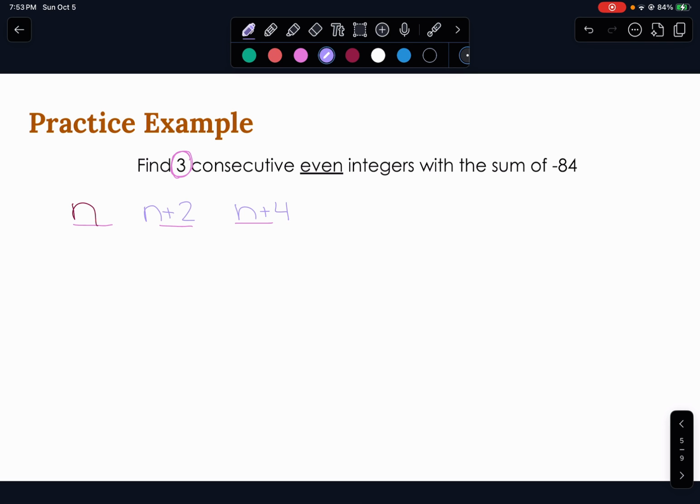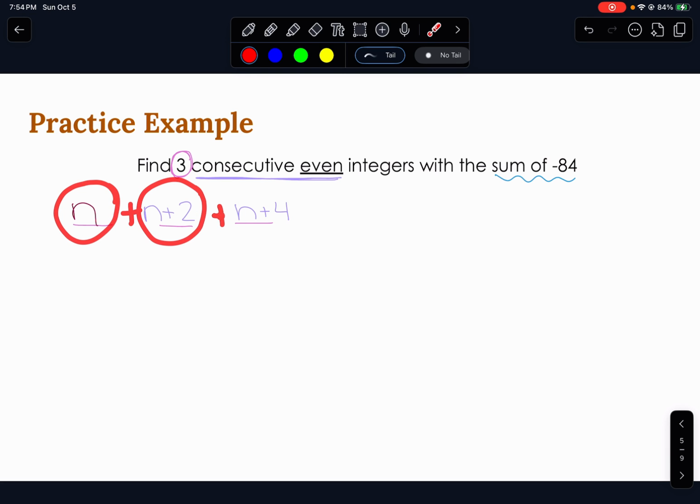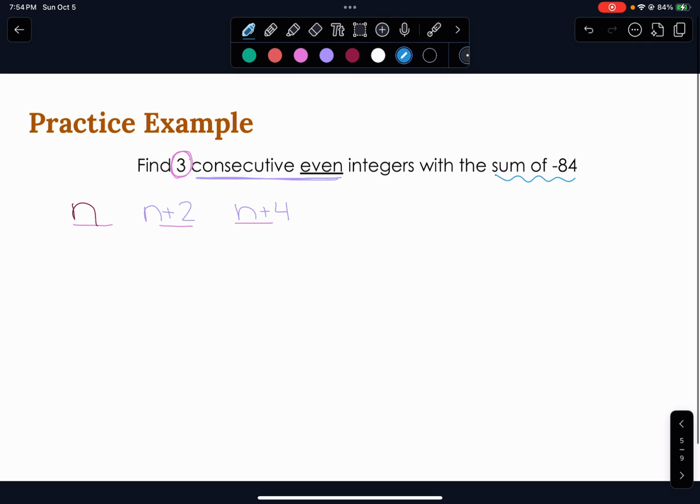So now that you have your expressions for the consecutive even integers, you can go ahead and write your equation for this word problem. So you have your 3 terms, and you want them to sum to negative 84. So again, you know sum means to add. So you're just going to do n plus 2 plus n plus 4 equals negative 84. And I'm just going to go ahead and write that equation out real quick. N plus 2 plus n plus 4 equals negative 84.